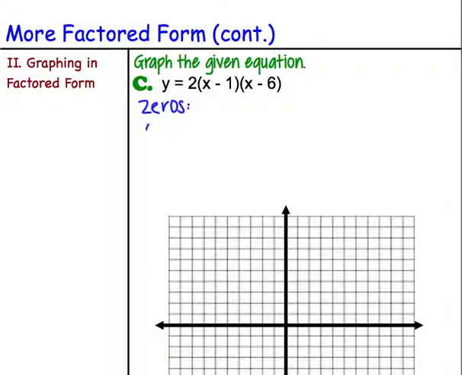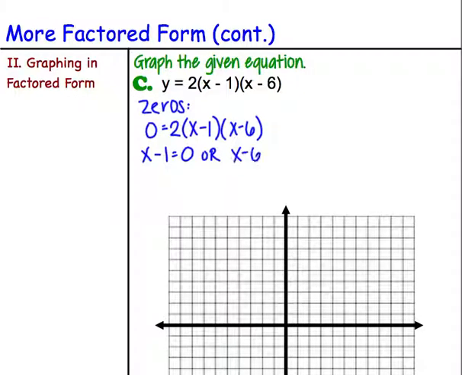And so we know that if 0 equals 2 times (x minus 1) times (x minus 6), that either x minus 1 equals 0 or x minus 6 equals 0. Add 1 to both sides and we have x equals 1. Add 6 to both sides, we get x equals 6. So our ordered pairs are (1, 0) and (6, 0).